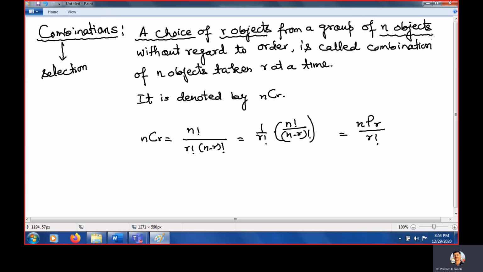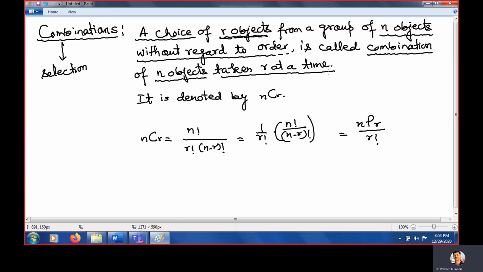There are n objects, many objects, and we are choosing fewer objects, R objects, without regard to the order. That means if there are 10 students in a class and I need to choose one student, there is no order. I am not choosing by elder or younger, who has more height, who is fat, who is thin. There is no order. Without any order is called a combination. We call it combination of n objects taken R at a time.